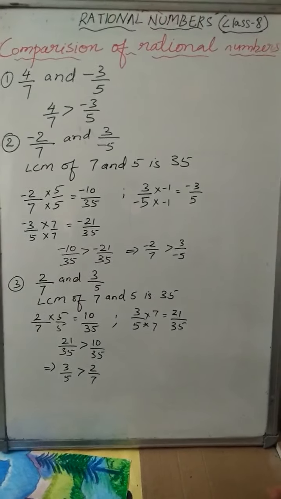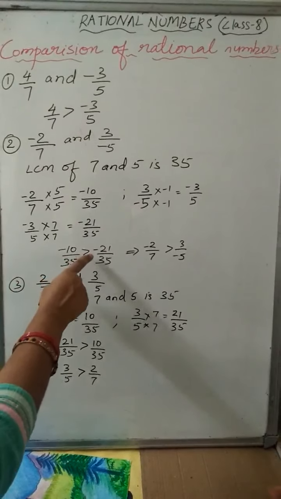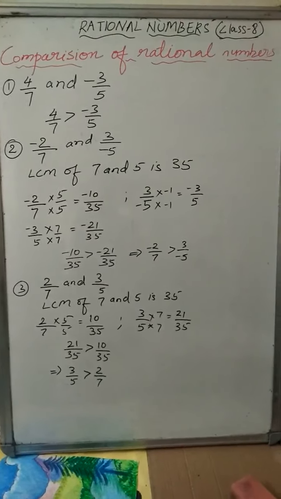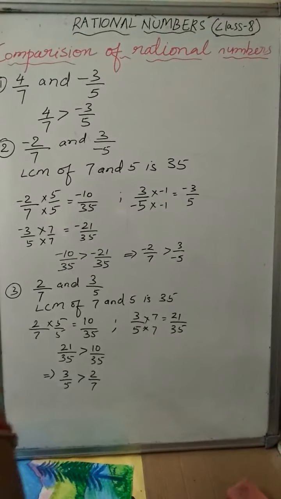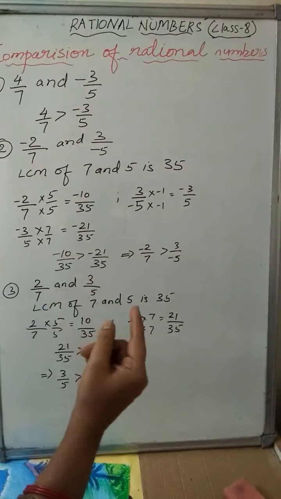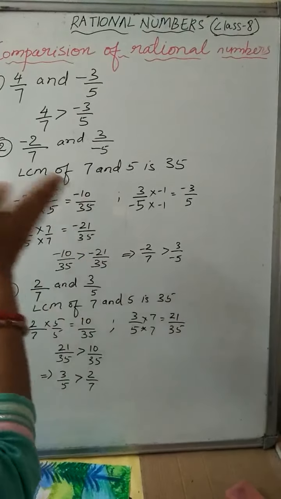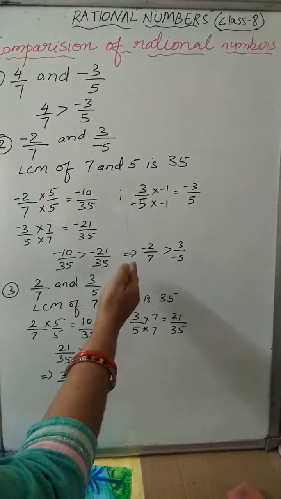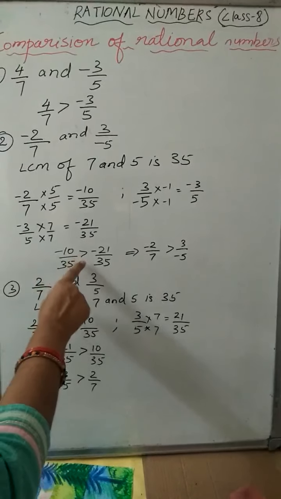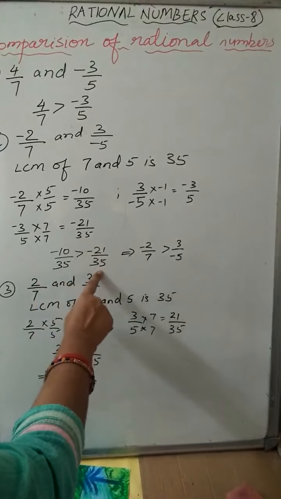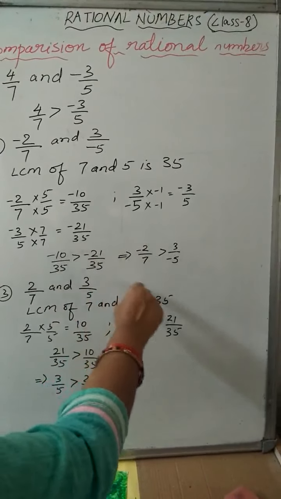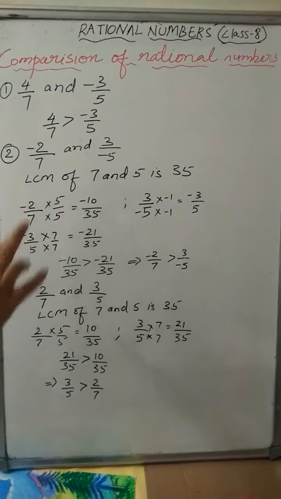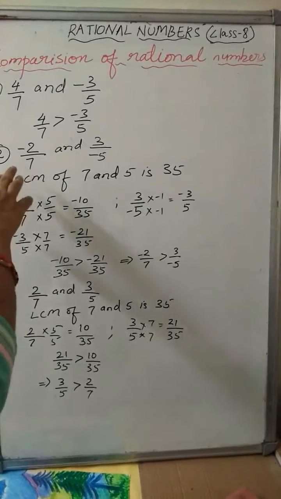Now which is greater? When you go on the number line, when you move from left towards right, the number goes on increasing. So minus 21 will lie towards the left hand side and minus 10 will lie towards its right. So therefore minus 10 by 35 is greater than minus 21 by 35, and hence you have to write the original fractions of this. So this is how we can compare any two rational numbers which are having a negative sign.